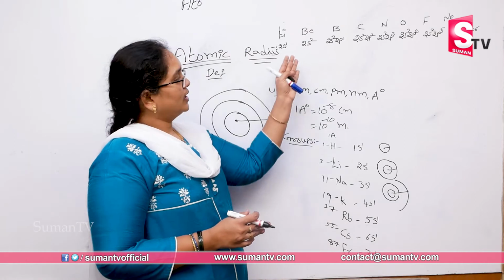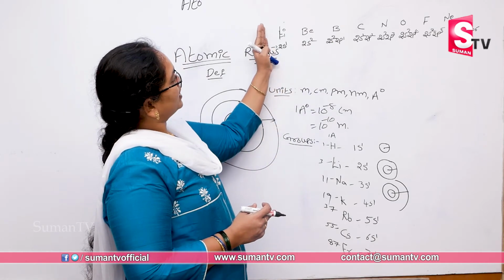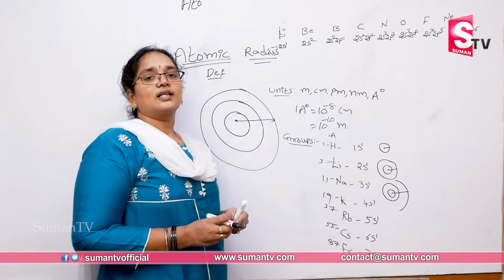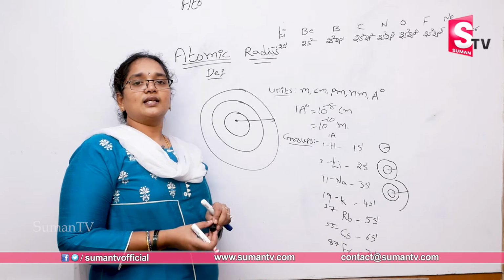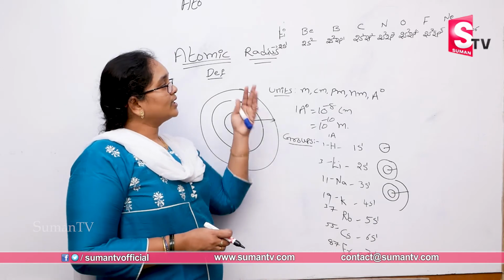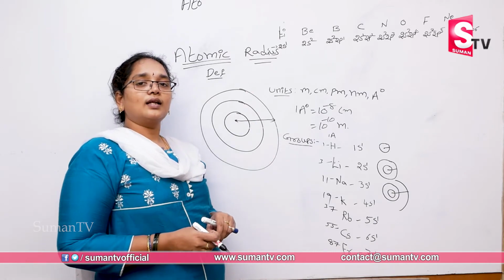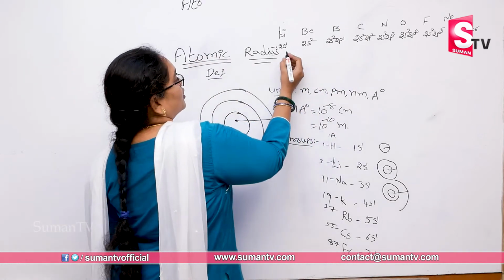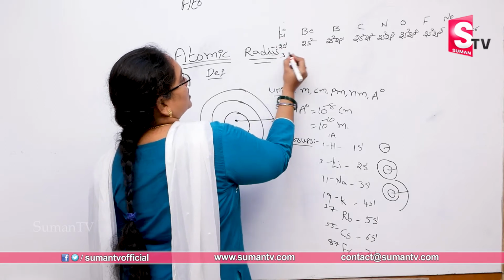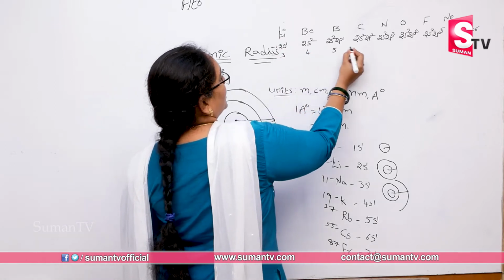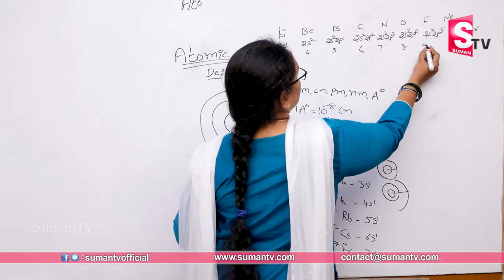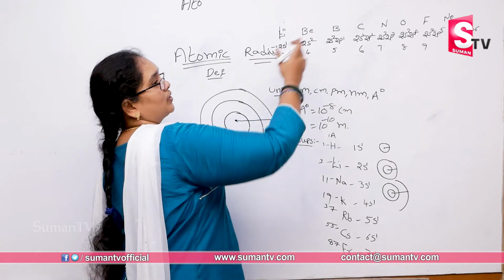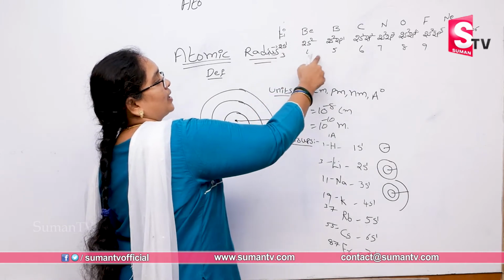But when we discuss the periods, left to right, that is lithium to neon, in general atomic radius decreases. Why does the atomic radius decrease? Here, if you consider lithium, atomic number 3, then 4, 5, 6, 7, 8, 9, 10. So when we go from left to right, the atomic number increases.